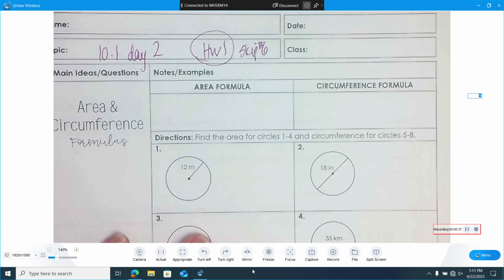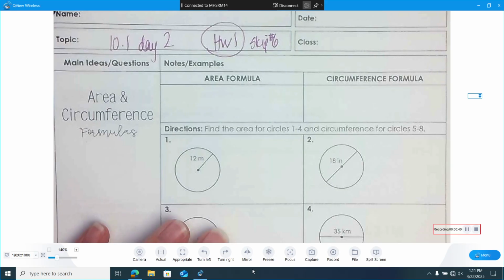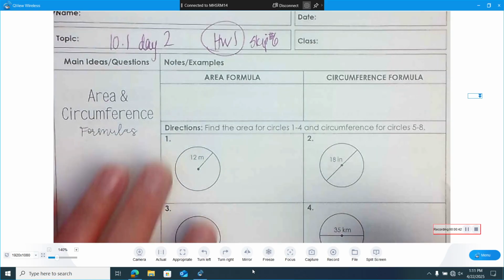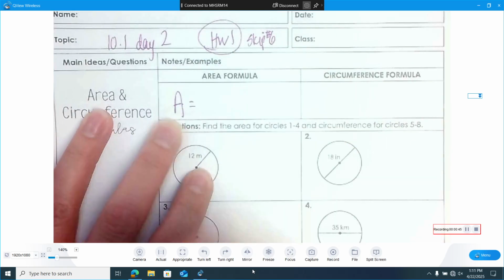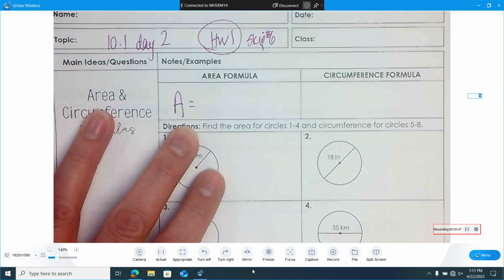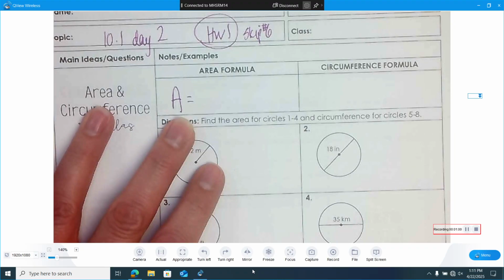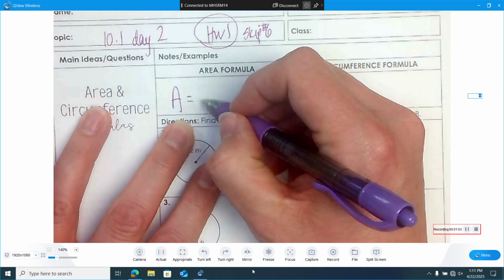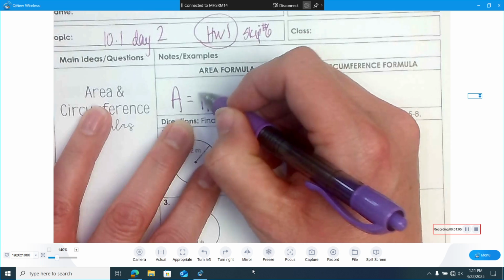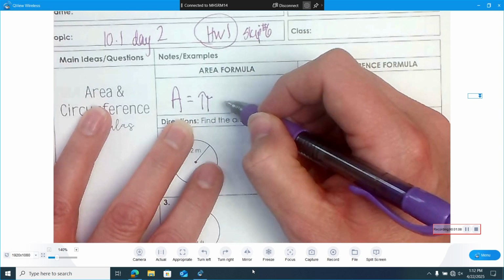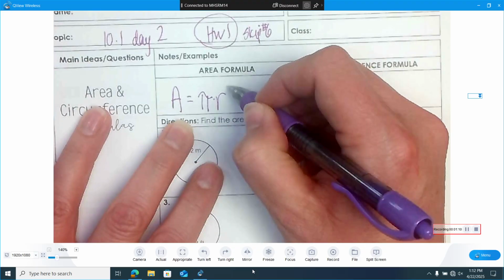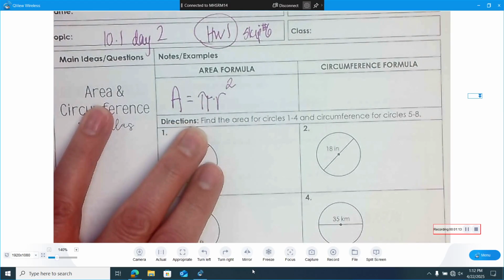Today we are using some formulas for area and circumference. So we have 2 formulas specifically. Does anyone know the formula for area? A equals length times height. That's the area of a rectangle. Pi something. Close. Get there. Pi times radius squared.